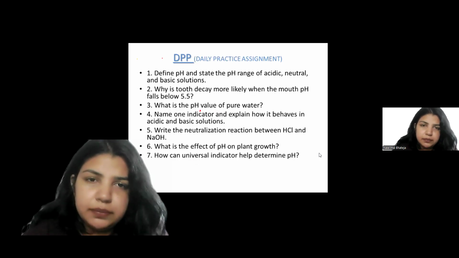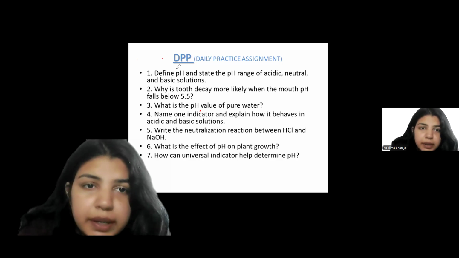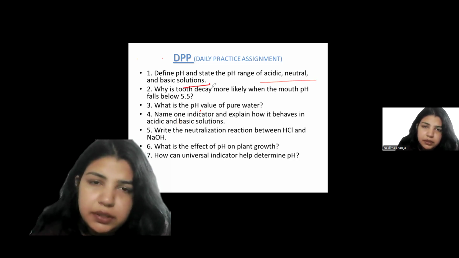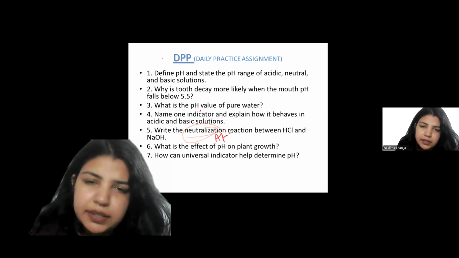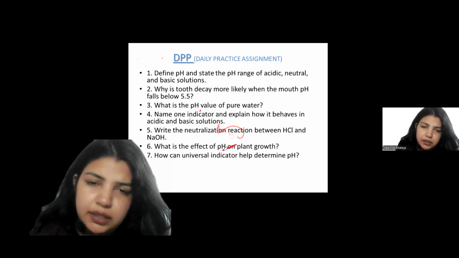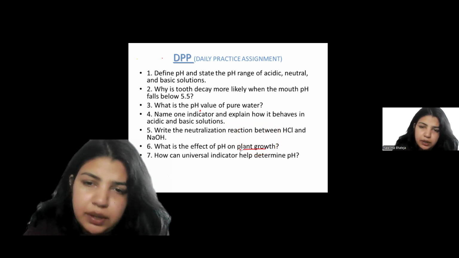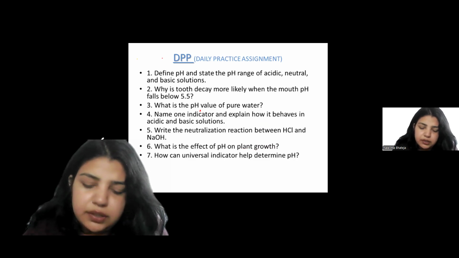Clear, everyone? This is a DPP, the daily practice questions. You can take a screenshot of this. First, you have to define pH and state the range. Then give reasons for pure water, one indicator and their behavior. Neutralization reaction: where acid and base react together, and it forms a salt. Then the effect of pH on plants, and the universal indicator which can help determine the pH. You can take a screenshot of that.